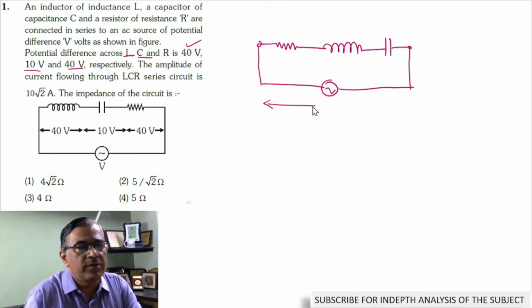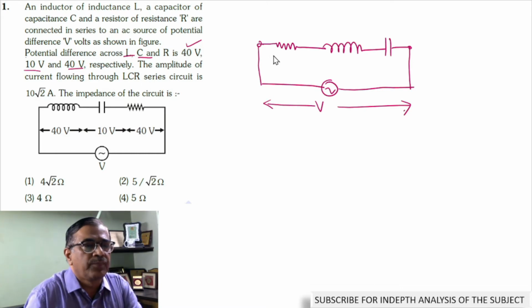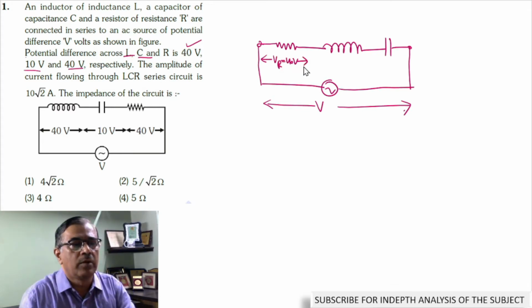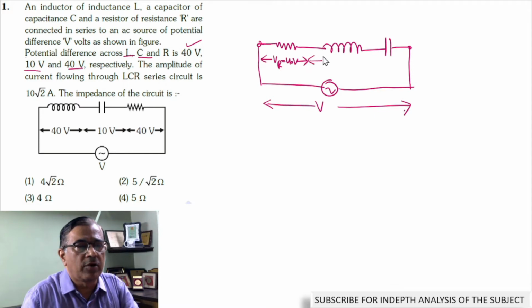The RMS value of voltage is not given in this problem, but as per the problem, the RMS value of voltage across the resistor is 40 volts, the RMS value of voltage across the inductor is 40 volts, and the RMS value of the voltage across the capacitor is equal to 10 volts.